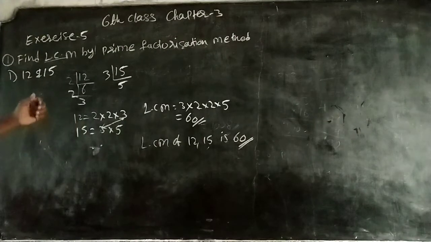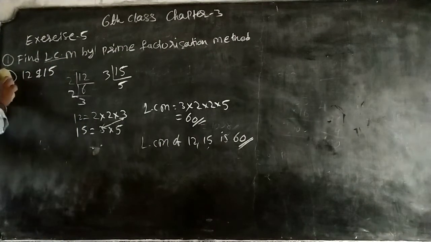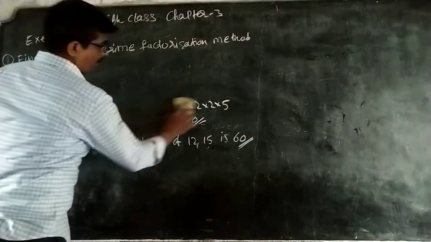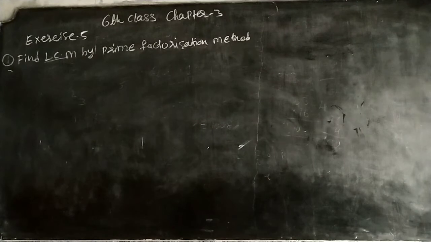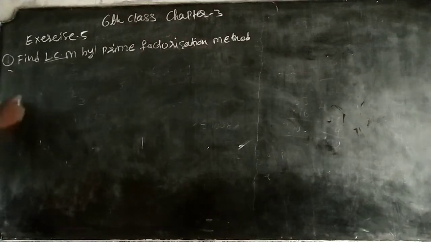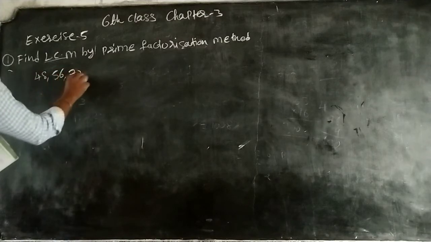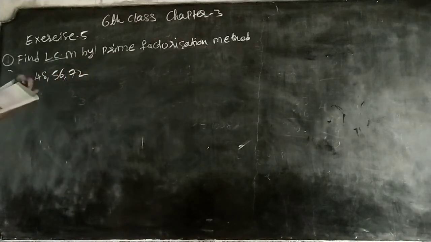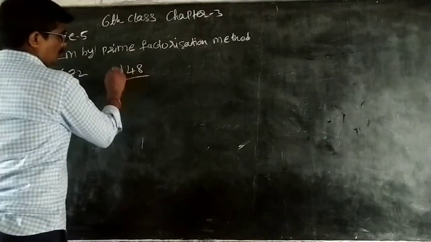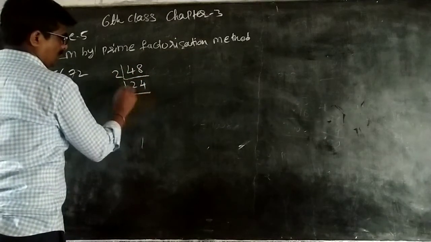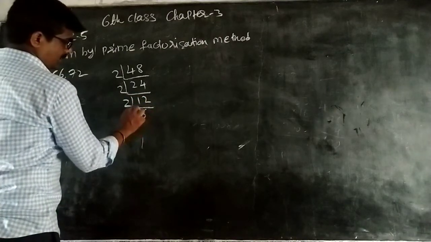Okay. This is the prime factorization method. Next, one more problem using the prime factorization method. Simple. So 48, 56 and 72. How do we do it? Just write 48: 2, 24; 2, 12; 2, 6; 2, 3.